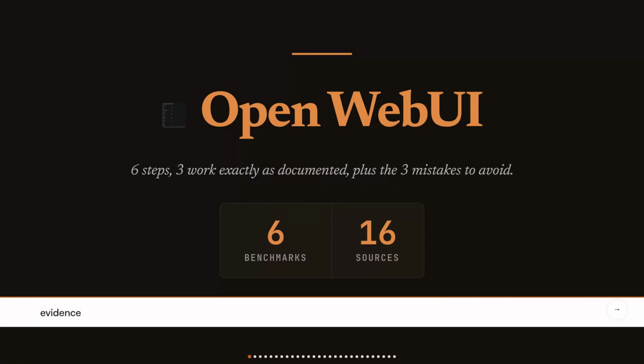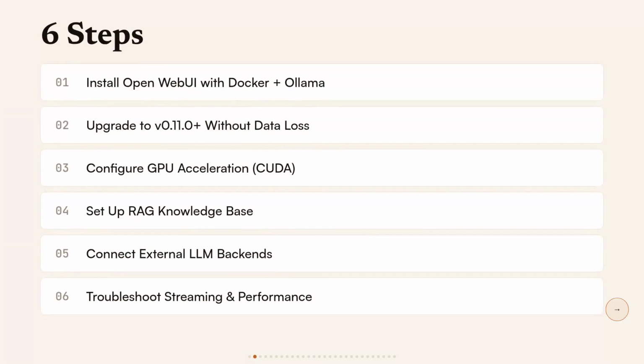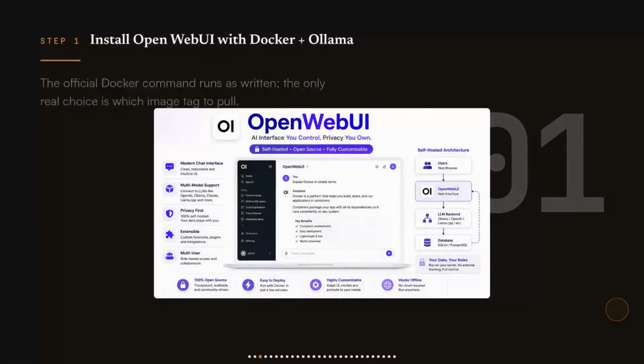Nothing in the setup flow warns you that upgrading is a one-way door. Once you're on the new schema, rolling the container back doesn't roll your data back with it. By the end of this video, you'll know exactly which of these 6 steps you can copy-paste blind, and which ones need a backup first.